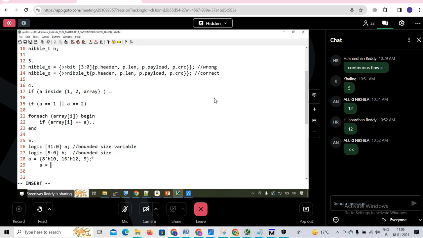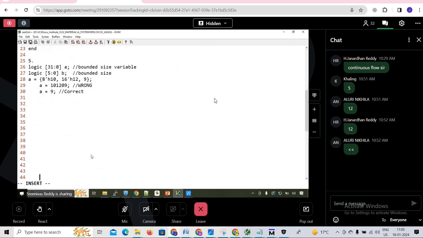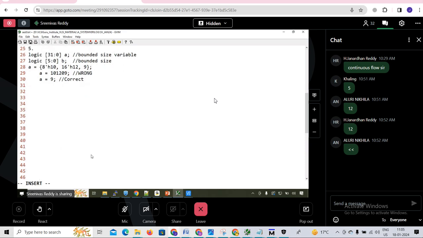Is it A equal to 10129? Is that correct? It is wrong. A will be 9 actually. A will be 9. This is the correct answer. Why is it so? Let's understand.